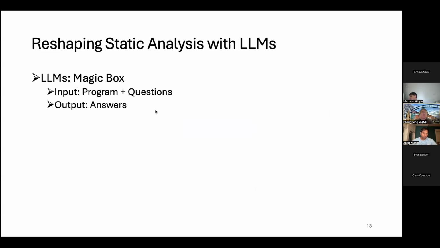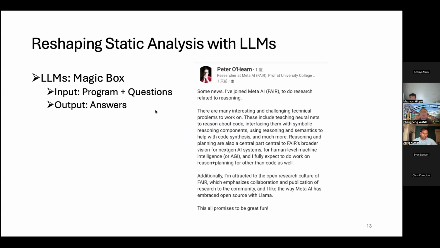So actually, it shows a paradigm of a new form of static analysis. And this is not just a dream, because Peter O'Hearn tried to explore this direction again. Just maybe last month or two months ago, he announced that he will join Meta again. But this time, it is not about his previous project, and not related to symbolic reasoning. It just uses large models or AI to do automatic reasoning. So I feel that it would be a very promising direction in the future, and some industrial people are also trying to explore this direction.